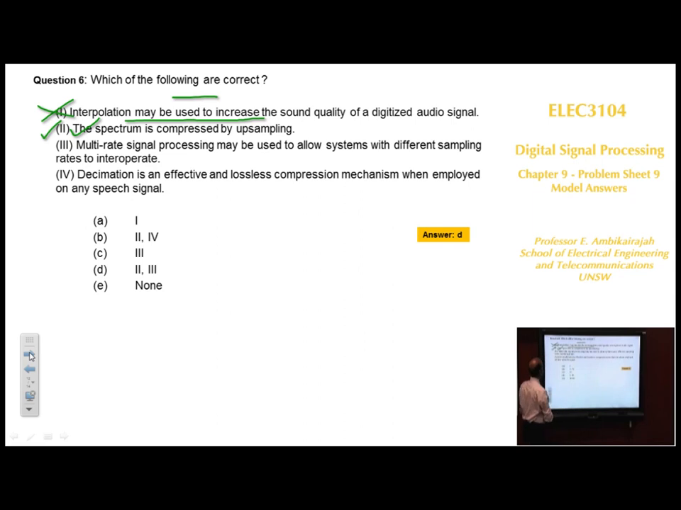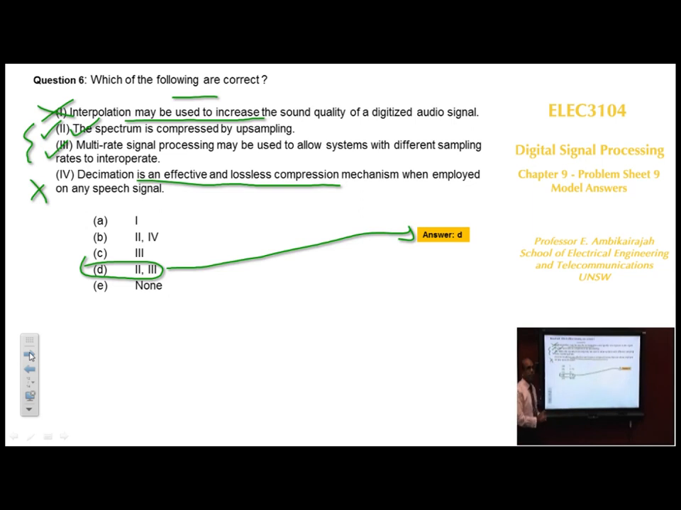Multi-rate signal processing may be used to allow systems with different sampling rates to interpolate. Yeah, that's correct. Multi-rate systems have different sampling rates. So that's also correct. Decimation is an effective and lossless compression mechanism when employed on a speech signal. That's not a correct answer. You're saying decimation is an effective and lossless compression. No, decimation means you have to use a low pass filter which removes information. So that is not correct. So basically the answer is 2 and 3. 2 and 3 is the D part. So that will be D. The answer is correct. Okay.